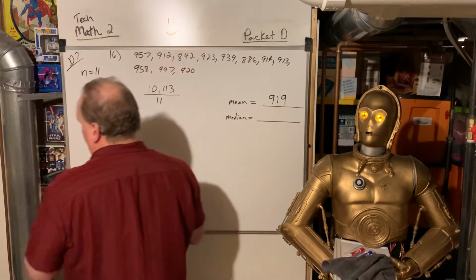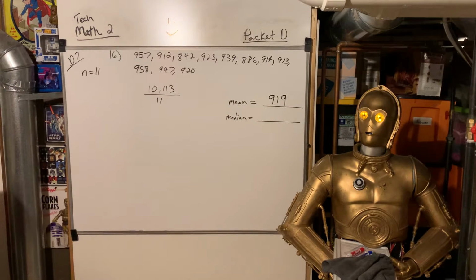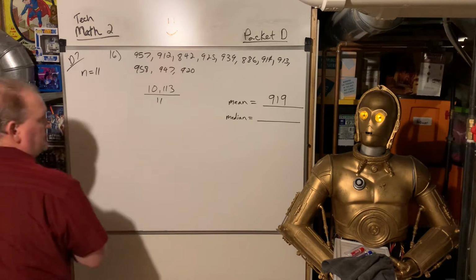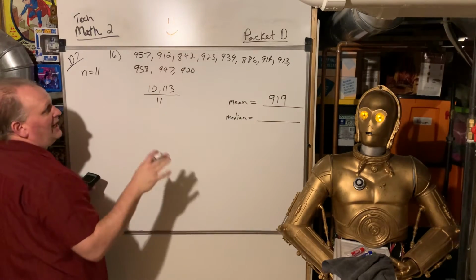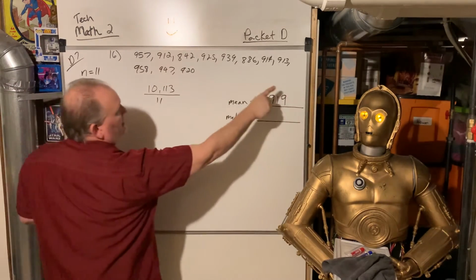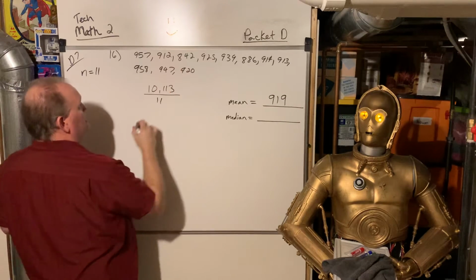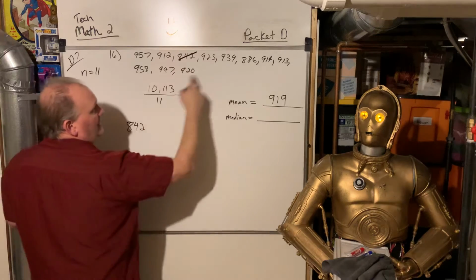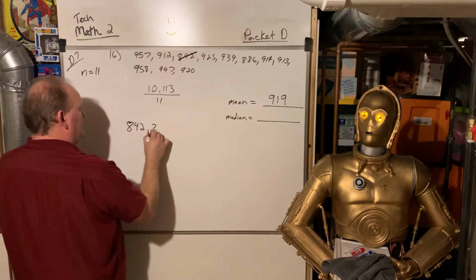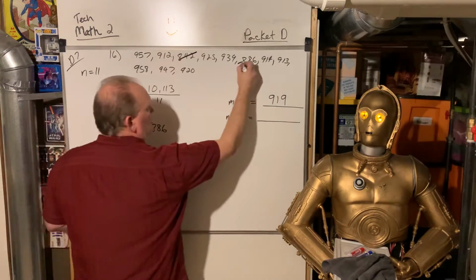All right, so 919. The median is a little harder to find. I just want to double check and make sure I didn't add wrong. Nope. Okay, so 919. Excellent. For the median, we're going to put these in order from lowest to highest. So you scan it over. We've got 842, you write that down, you cross it off. 886, we write that down, we cross it off.